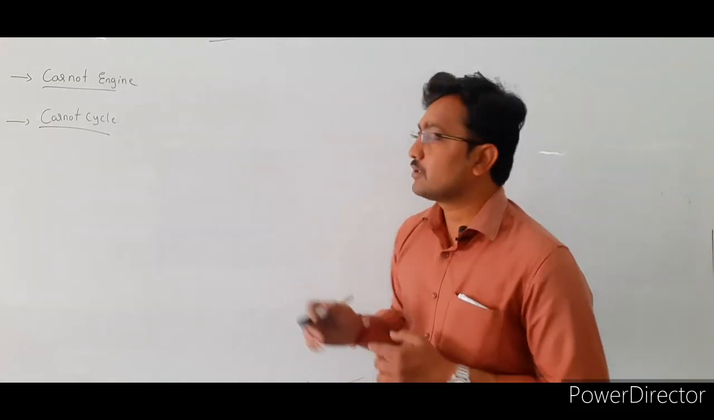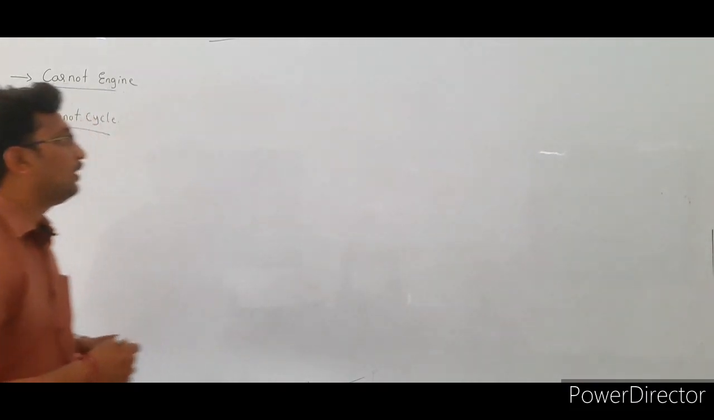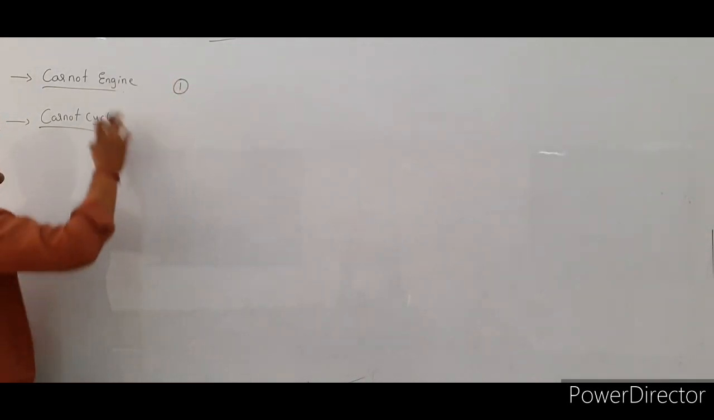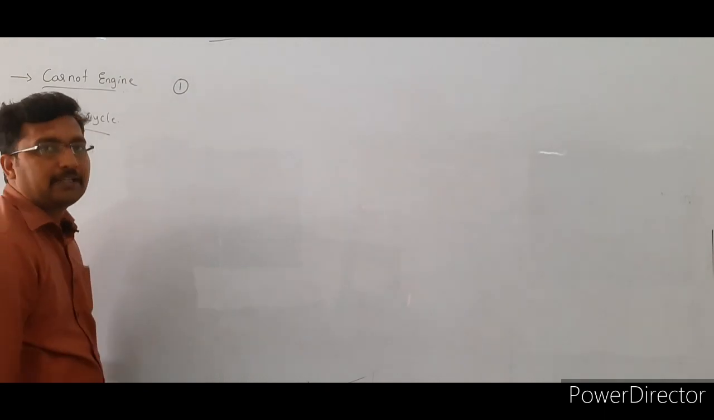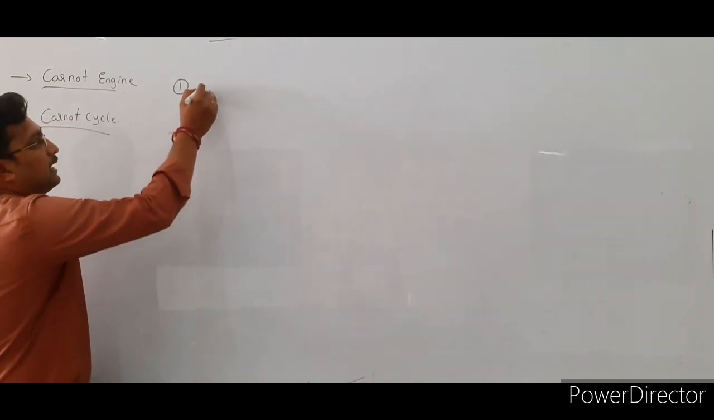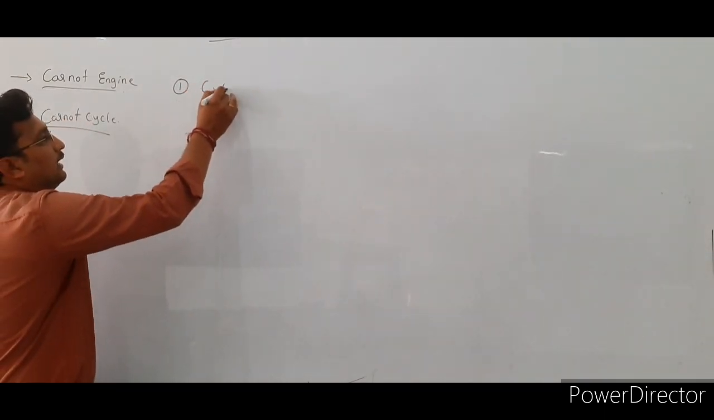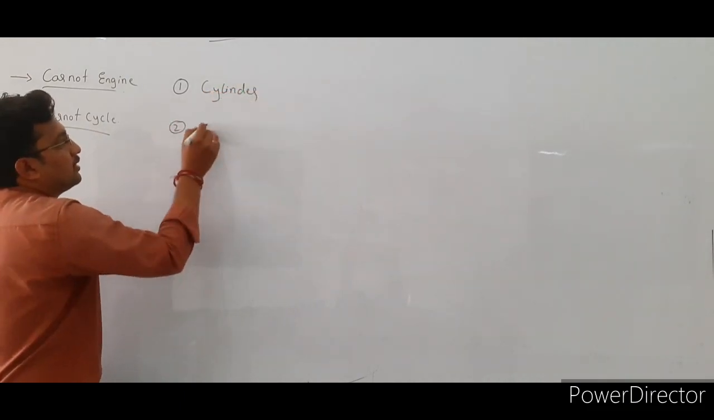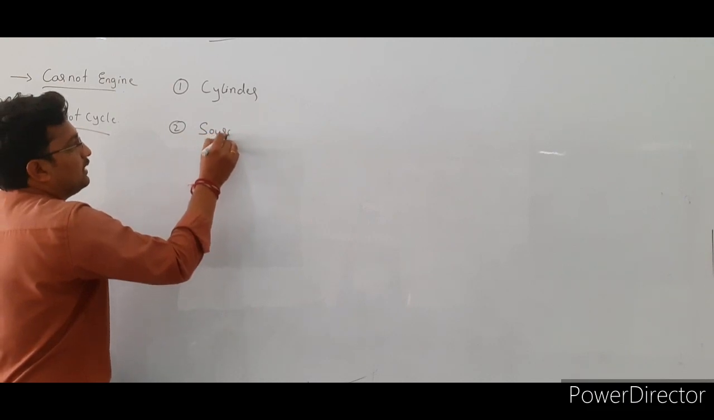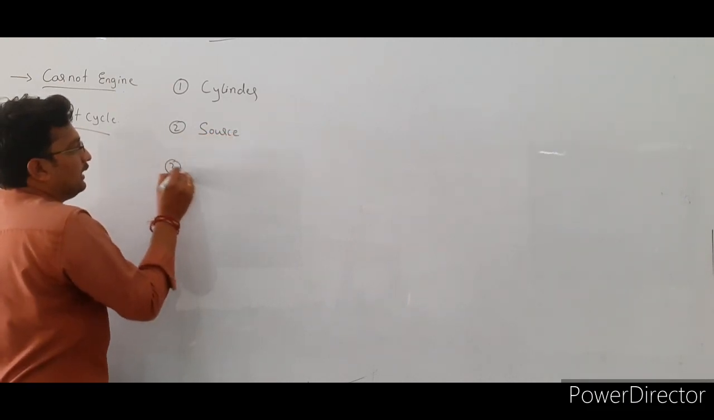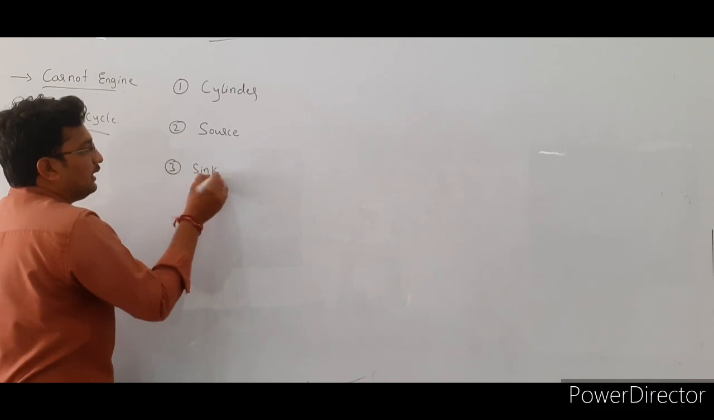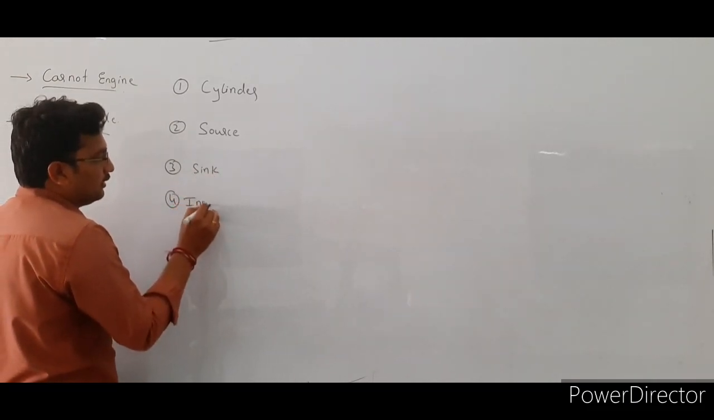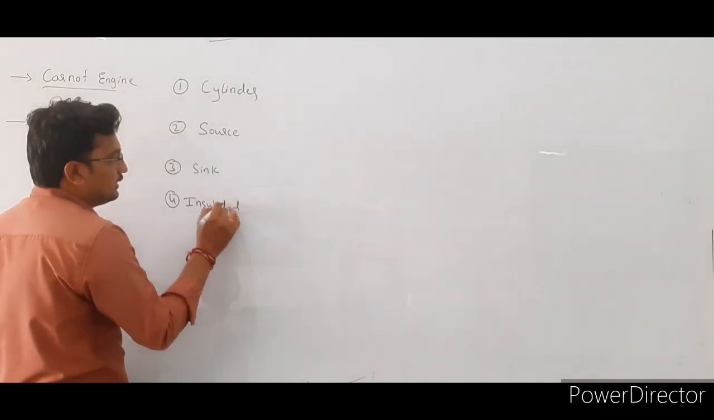Okay, see here. The Carnot engine is an ideal heat engine and it consists of the following parts. The first one is a cylinder, the second one is the source, the third one is the sink, and the fourth one is the insulated stand.